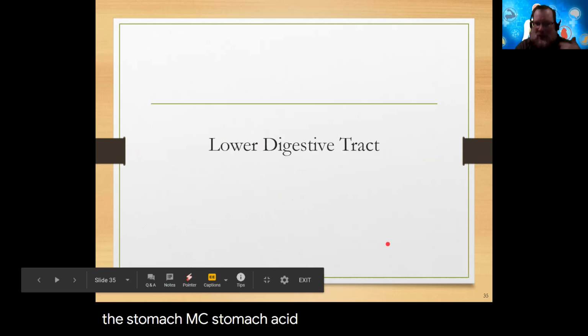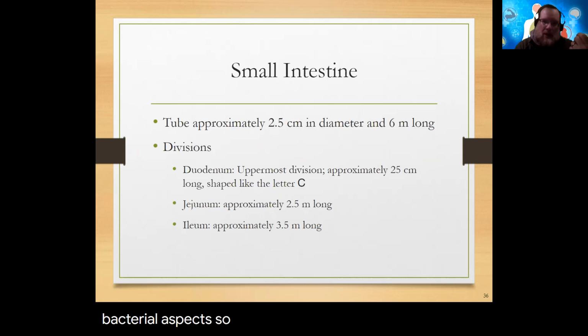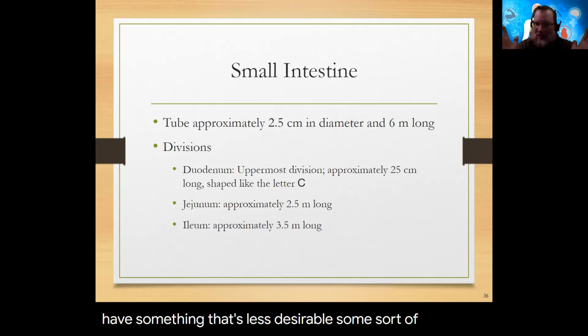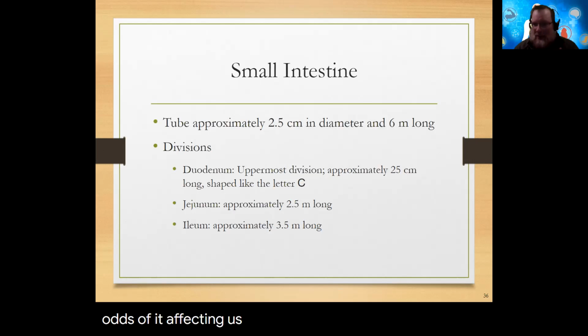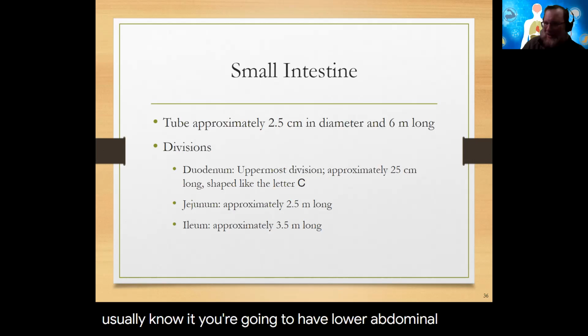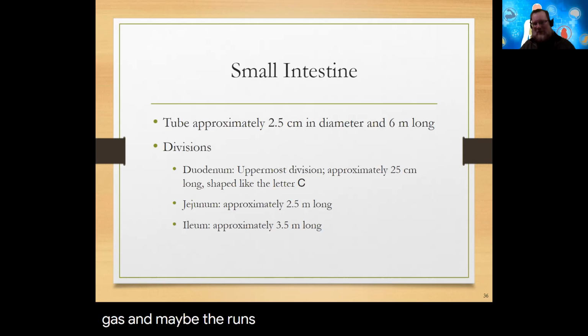The stomach acids also help with some of the bacterial aspects. So a lot of the foods that we eat, if they do have something less desirable, some sort of pathogen, a bacteria that is probably not good for us, the odds of it affecting us beyond the stomach are oftentimes pretty slim. If the bacteria does get past the stomach, you usually know it. You're going to have lower abdominal pains, gas, and maybe the runs. If the stomach keeps it and doesn't want it, you might get reverse peristalsis, it's called. Emesis, they also call it. You might puke. But anyway, the stomach acids do kill a lot of bacteria that you or I wouldn't even know we're being exposed to.